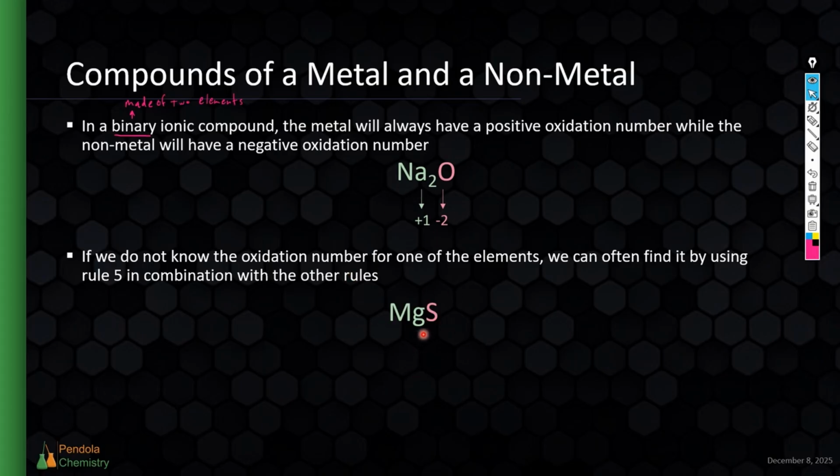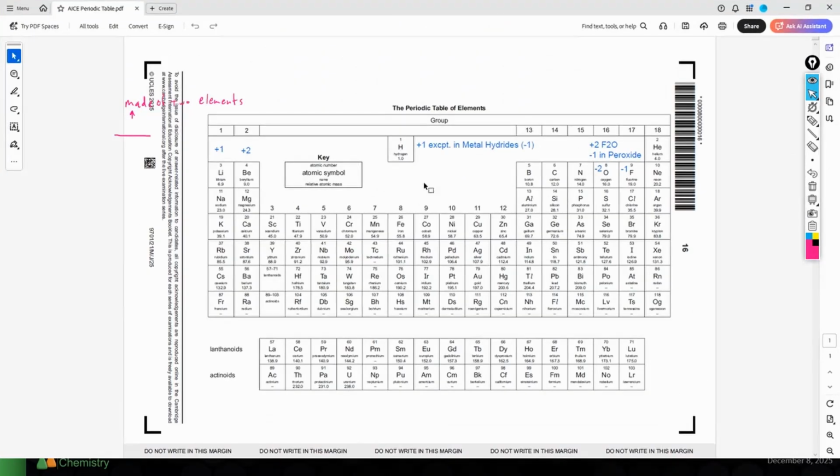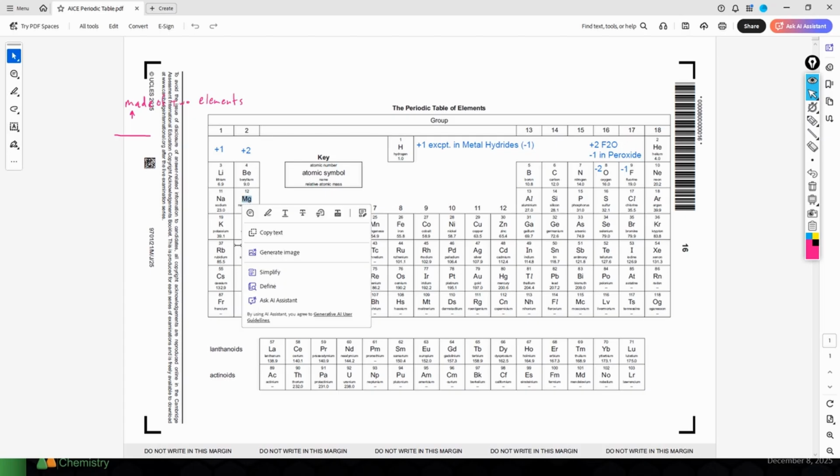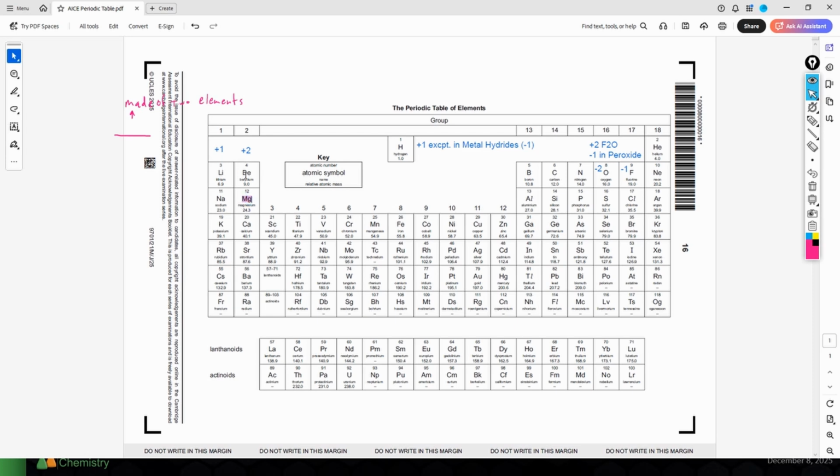So for example, let's look at MgS. MgS, magnesium sulfide, is a binary ionic compound. As such, our metal, magnesium, is going to have a positive oxidation number, and sulfur, the anion, the non-metal, is going to have a negative oxidation number. If we look back again at the rules, we have rules for group 1 and group 2 elements, hydrogen, oxygen, and fluorine. Magnesium has a rule, being a group 2 element. Magnesium, being a group 2 element, is always going to have an oxidation number of +2.